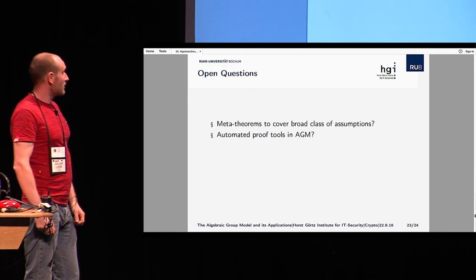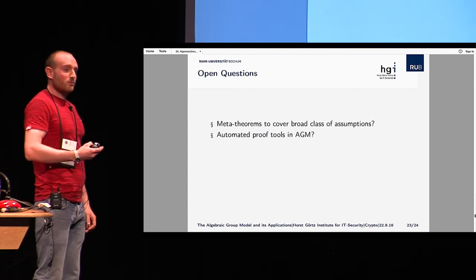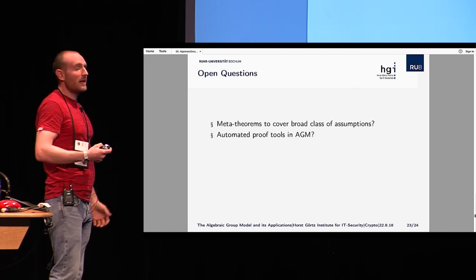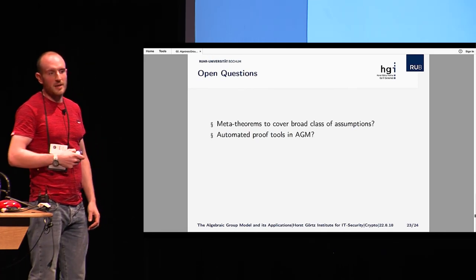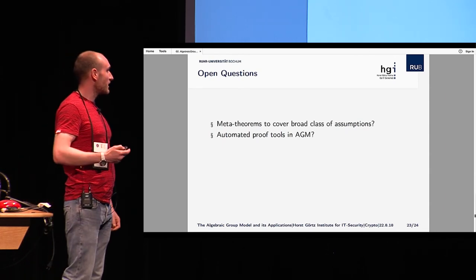Also, can we maybe find automated proof tools which work in the AGM? So there are certain tools that can be used to analyze security properties, for example, of signature schemes in the generic group model. Maybe it's also possible to extend this idea to the algebraic group model.